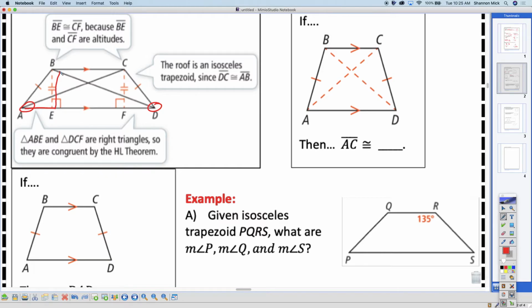Now, we also have these other theorems. So this is an isosceles trapezoid because these sides are congruent. Top and bottom are parallel. Parallel makes the trapezoid, yes. In isosceles trapezoids the diagonals are equal. Then AC is congruent to what do you think? BD. So that means their diagonals are congruent.